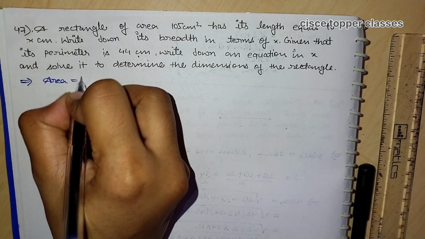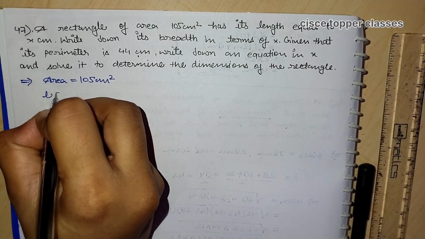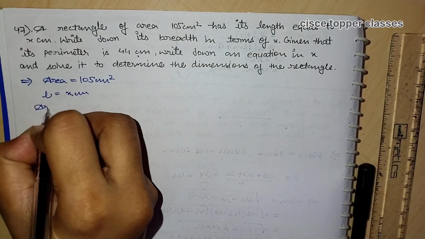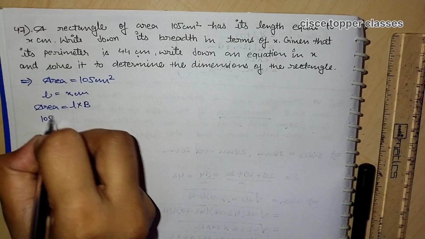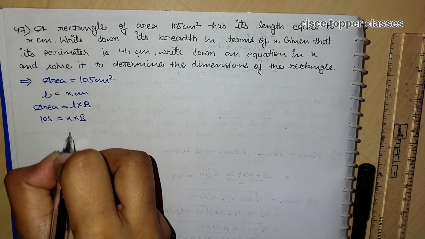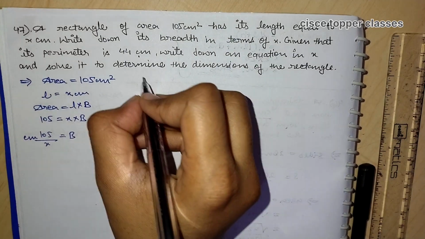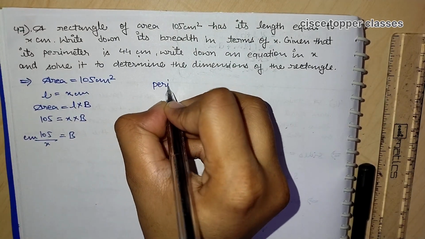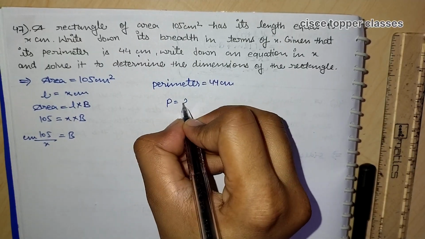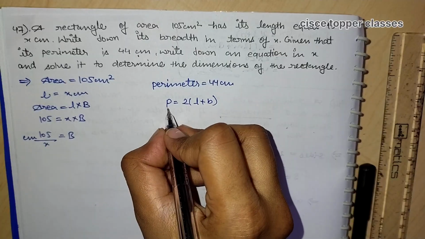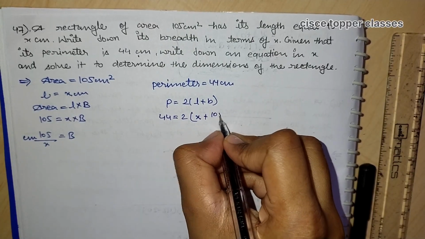So here the area of the rectangle is 105 centimeter square and its length is equal to x centimeter. So we can find the breadth: area is equal to length into breadth. We can write 105 equal to x into breadth, so the breadth is 105 by x centimeter. Now the perimeter is given to us as 44 centimeter. By formula, perimeter is 2 into length plus breadth. So in place of perimeter we put 44, and length is x and breadth is 105 divided by x.